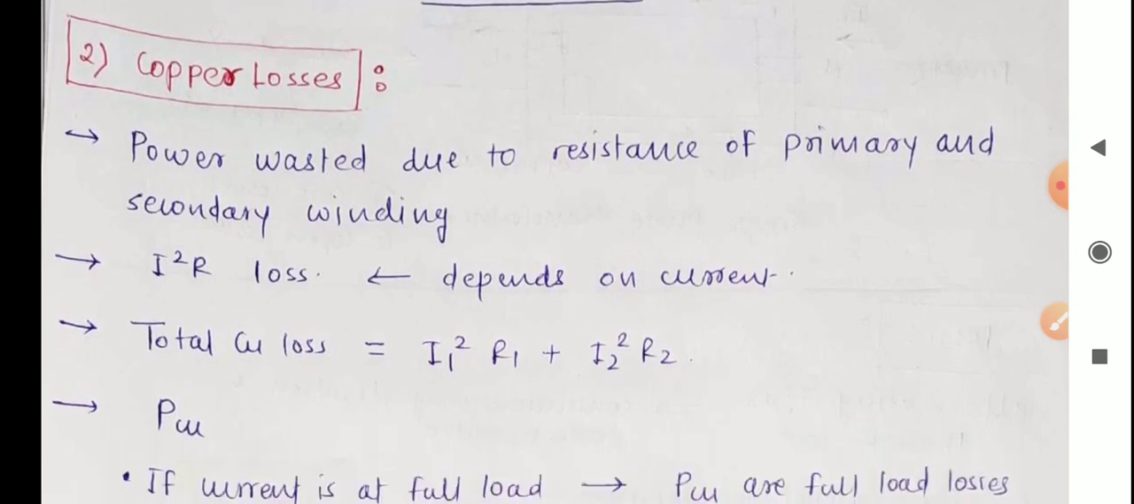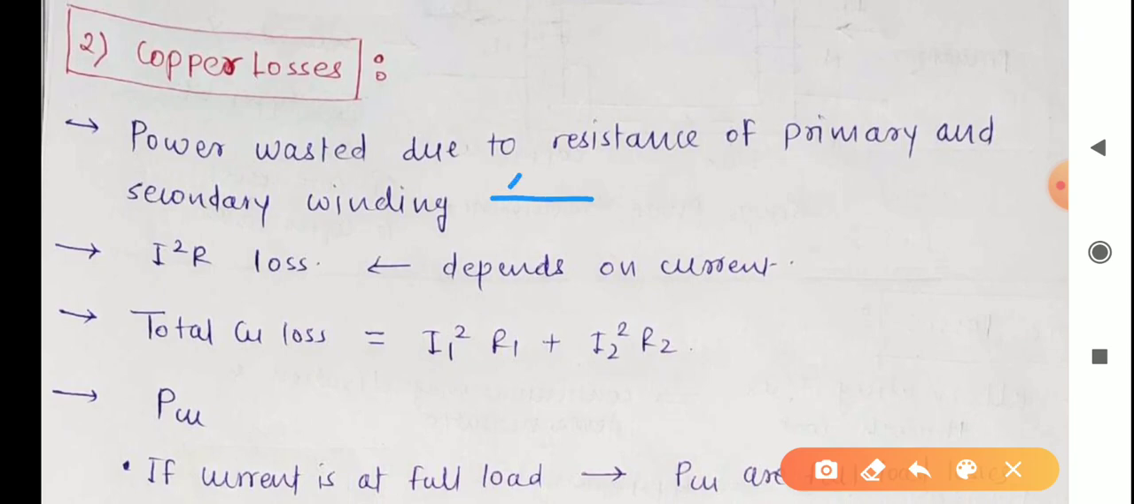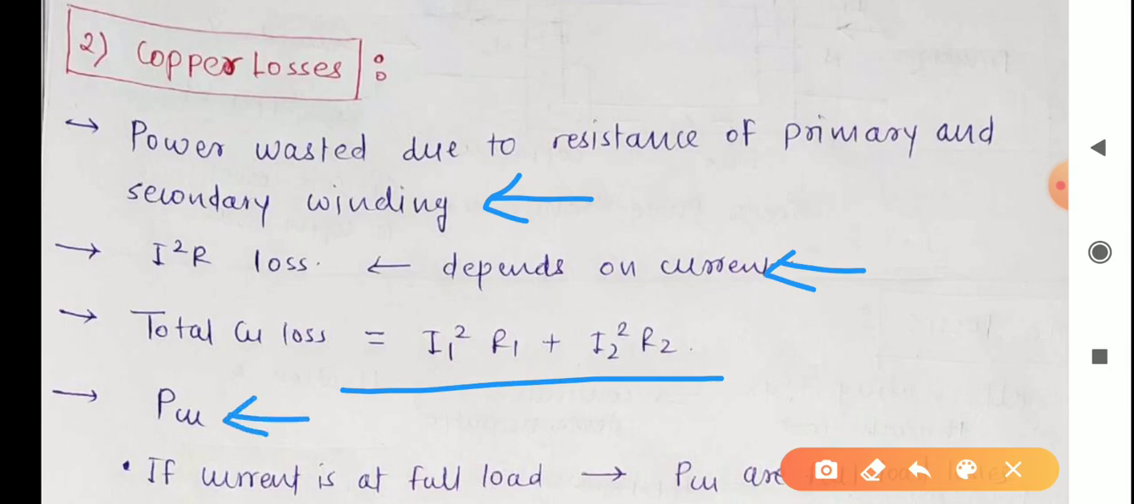Now the second type of losses that happen in the transformer are copper losses. Copper losses are the power wasted due to the resistance of the primary and secondary winding. That is, they solely depend on the primary coil and secondary coil, and these coils are made up of copper. That's why these losses are called copper losses. These losses are nothing but simply I square R losses, and the total copper loss that happens in the transformer is I1 square R1, that is primary copper loss, plus I2 square R2, that is secondary copper loss, and these copper losses are denoted by P suffix Cu.